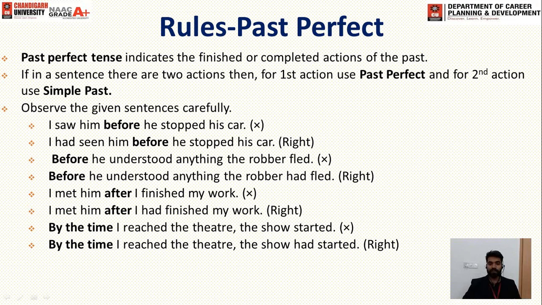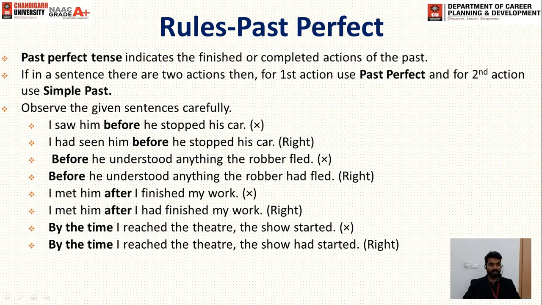For the first action we use past perfect, and for the second action we use simple past. Just try and imagine this. This is your line. If you go this way it's your present or future, and if you go this way it's your past. In the past you had two actions, action number 1 and action number 2. For action number 1, which happened prior to action number 2, you will be using had, or past perfect, and for the subsequent action, after action number 1, you will be using simple past. I hope you have visualized how you'll be using past perfect.